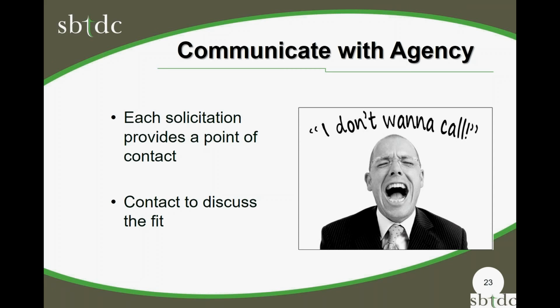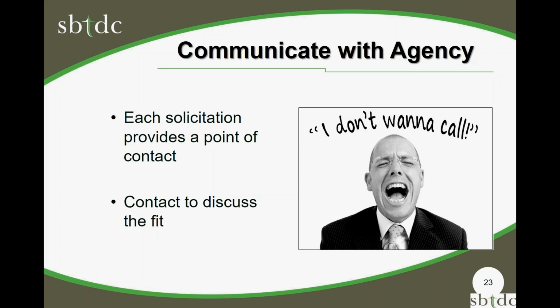Oftentimes, you won't get a response from the program manager, and that's not because they don't want to communicate with you. It's simply because they're very, very busy, and there's maybe one program manager for, we'll say, 5,000 proposals that might come in. So they're getting a lot of emails. Don't let that stop you from trying again. Send them another email, and another. You have to be perseverant when it comes to that.